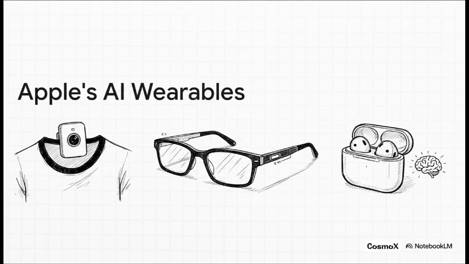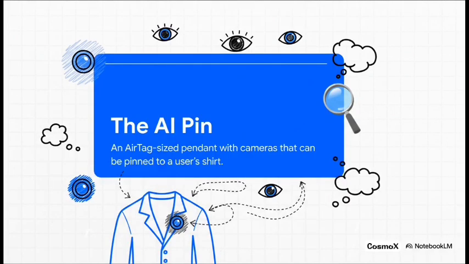So first up, you've got this AI pen, a tiny little device with cameras that you can wear on your clothes. Then there are the smart glasses we've been hearing whispers about for ages, which could be a total game changer for augmented reality. And finally, a totally supercharged version of the AirPods, basically turning them into a computer for your ears. All right, let's dive into this AI pin first.